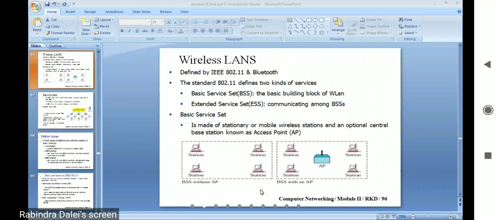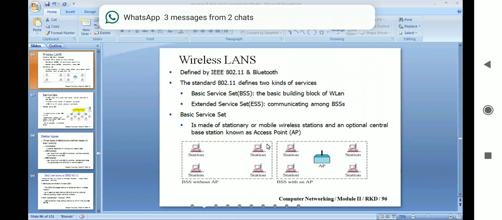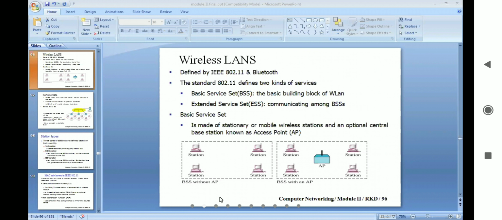Neither is this node connected to any other device, access point, or server. It is totally independent. This workstation can communicate with this workstation, and this workstation. Among them, they can temporarily form a network without taking any help of infrastructure. This type of network is known as an ad hoc network.